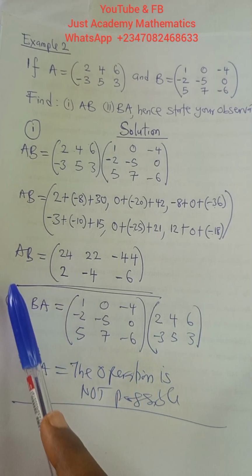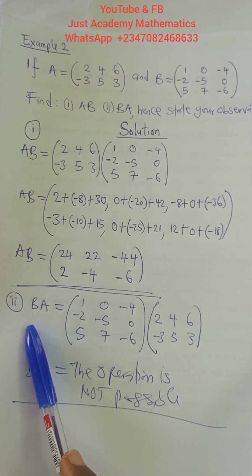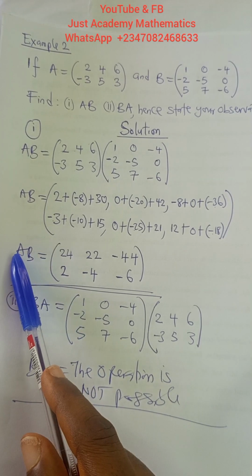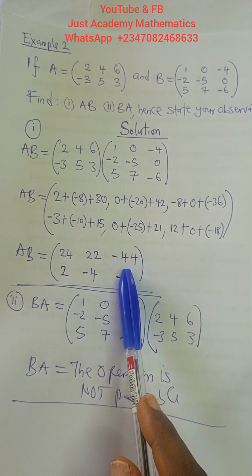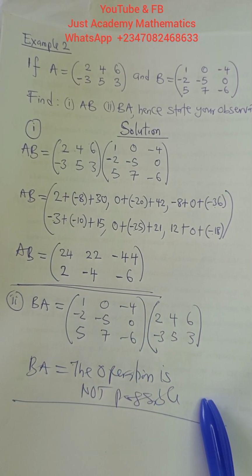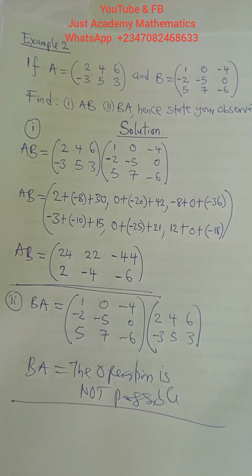Are you seeing it now? Because A times B is not the same thing as B times A. As a matter of fact, for this one, this is A times B, but B times A is not even possible. Do you get what I'm saying? So that is it for this class.